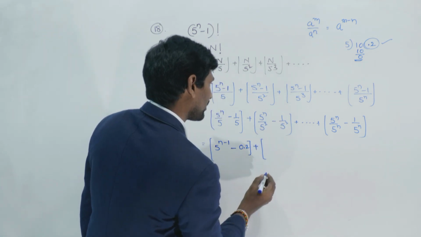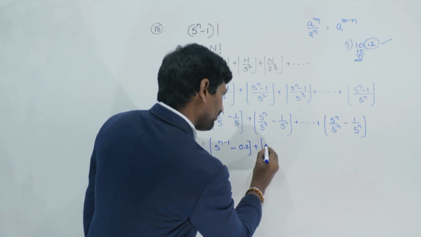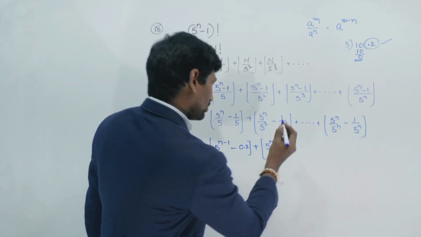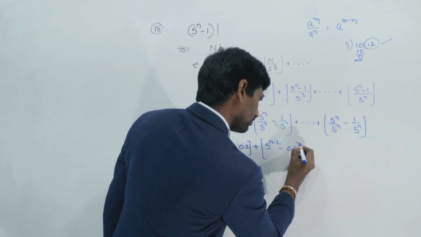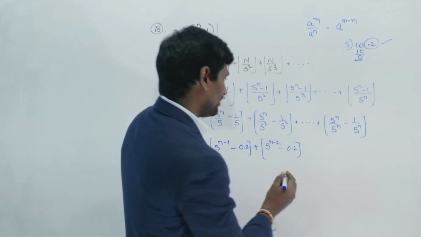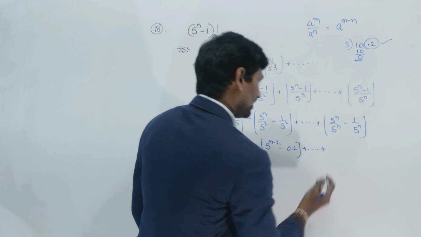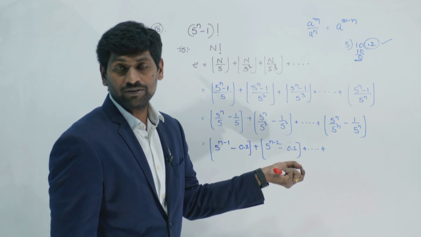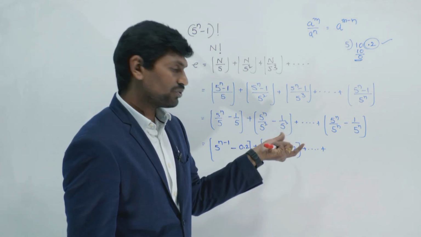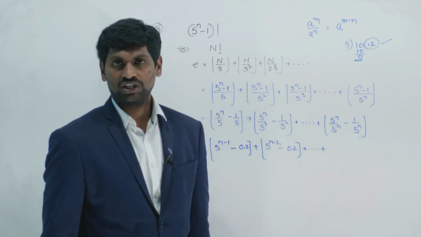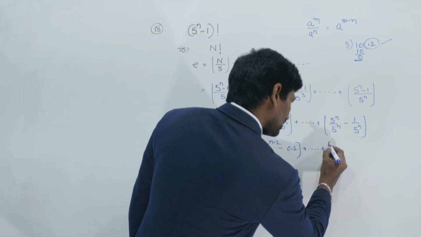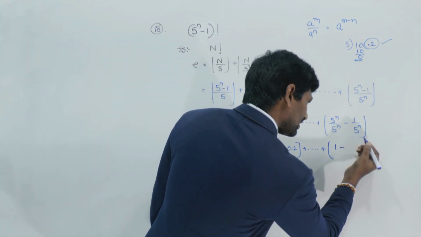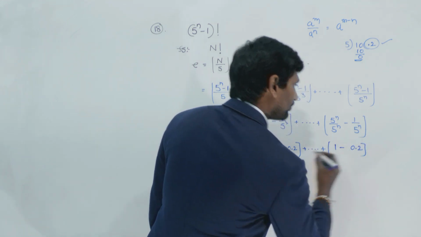Plus 5 power n by 5 square is 5 power n minus 2 by the same law of exponents, so this we consider as 0.2, and so on. Because 1 by 5 square we can take as 1 by 5 whole square, and 1 by 5 means 0.2, so 0.2 whole square means 0.2 into 0.2. And 5 power n by 5 power n, minus 1 by 5 power n, is also we can consider as 0.2.